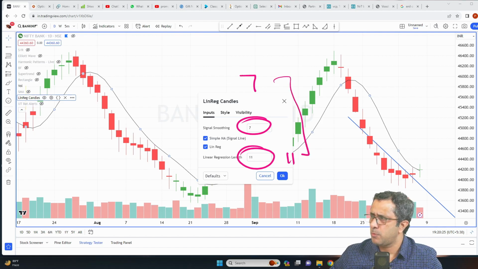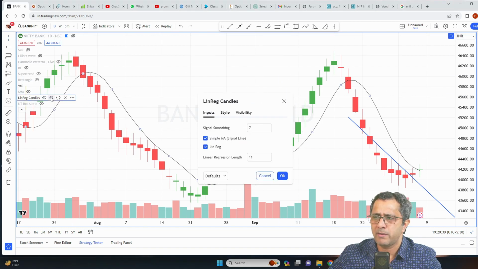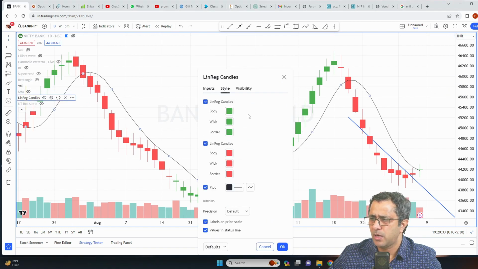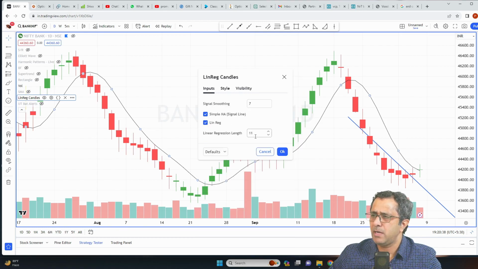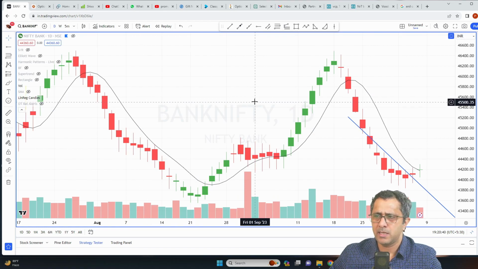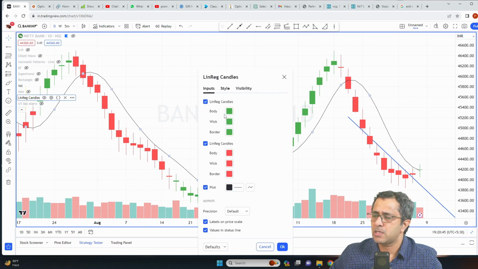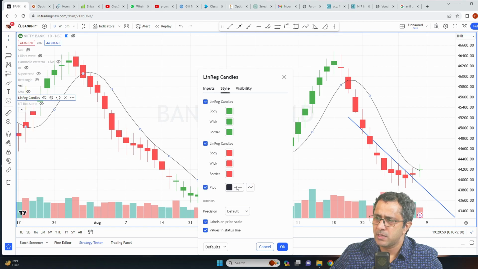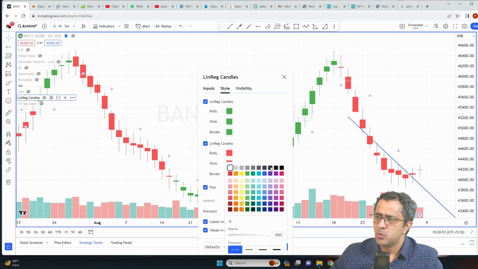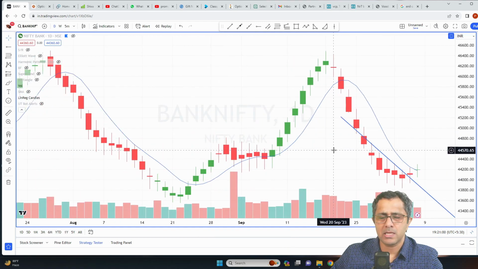That will be the setting. Style, I haven't changed anything from style and neither from visibility. So input will be 7 and 11. Now, how do we see this line? When you go to style, you can see this plot. You will see this line maybe as a white line. So what I have done, I have just changed the color of the line plot and clicked OK. That way I can see this line also.